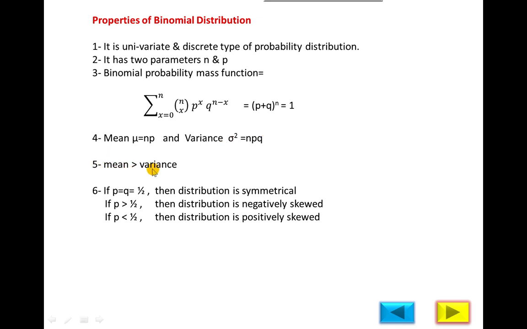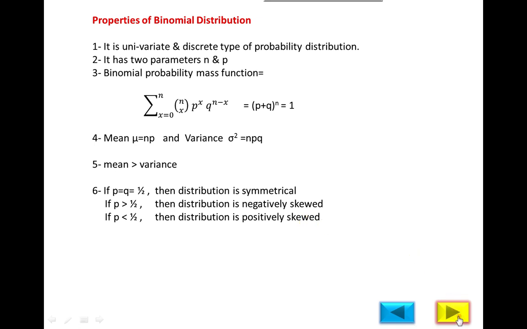Mean will be greater than variance. If you calculate the mean and variance, the mean will be greater than the variance. If p and q are equal to half, then the distribution is symmetrical. If you plot the data with equal probabilities, p equal to q equal to half, the graph will be symmetrical. p greater than half, then the distribution is negatively skewed. p less than half, positively skewed.